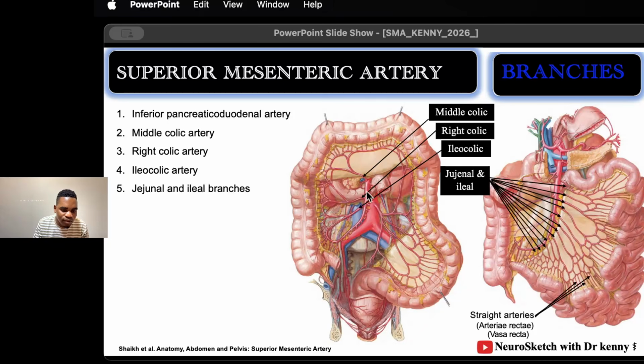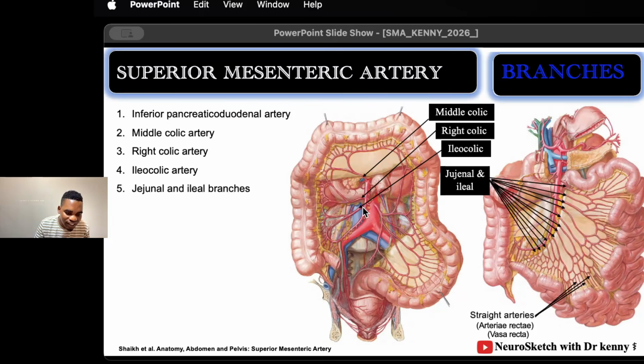And then the next branch is the right colic artery. This is the right colic artery. It's going to supply the ascending colon. But at times the right colic artery comes as a branch of the iliocolic artery. Of course, it should be coming from the superior mesenteric artery, but at times it comes from the iliocolic artery instead. That is understandable, and it's going to supply the ascending colon. It anastomoses with the right branch of the middle colic artery, and also with the branch of the iliocolic artery.